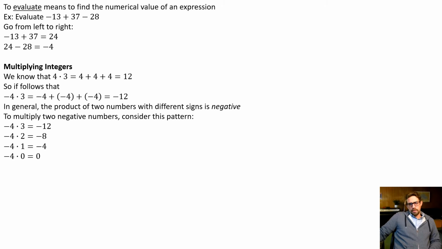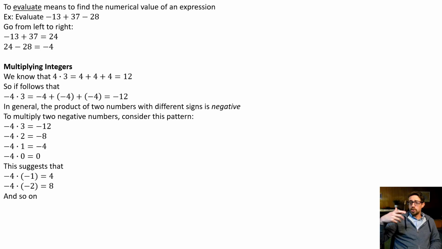So if you just look at the numbers on the right here, negative 12, negative 8, negative 4, 0, just out of context, you would think, okay, the next number in that pattern better be 4, then 8, then 12. Right? So if you go 3, 2, 1, 0, negative 1, it should follow that negative 4 times negative 1 is just 4. And then negative 4 times negative 2 is positive 8, and so on.